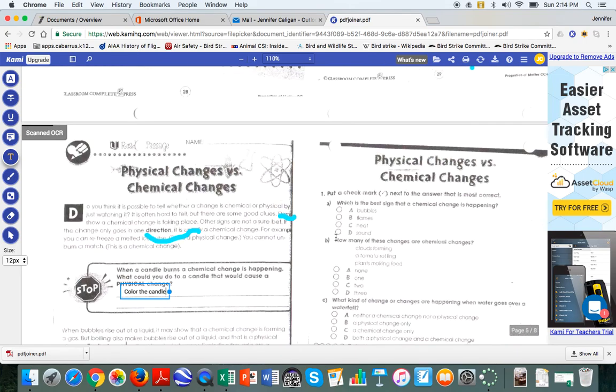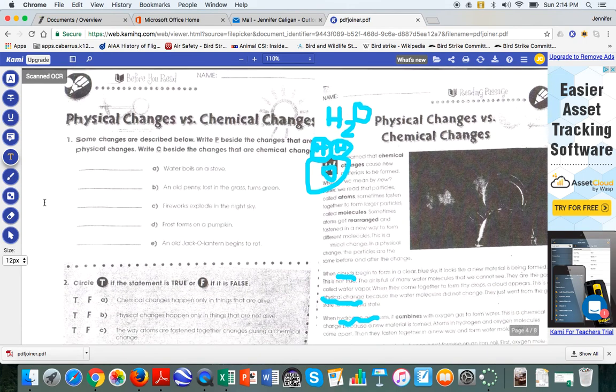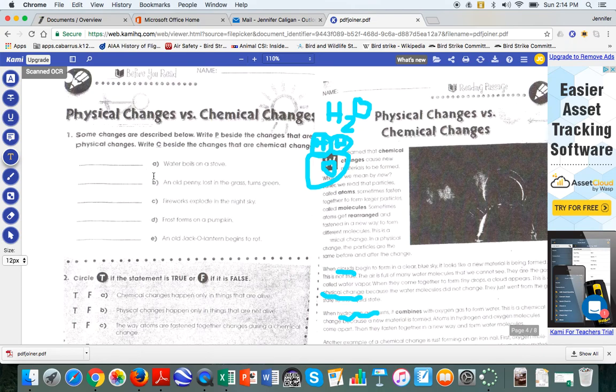Before we move on, I want to go back to this part and let's answer it. This is saying write a C beside the ones that are chemical changes and a P beside the ones that are physical. So water boiling on a stove, that's physical. We're going to come back to the penny in the grass, but this is actually chemical. Wait a minute, is it? No, I think that's physical because it doesn't say that the copper is rusting or anything. If you think it's chemical, we can talk about it and see who wins the argument. I'm thinking it's just saying that a penny is in the grass and the grass turns it green, which is just color. I might have to think on that one.